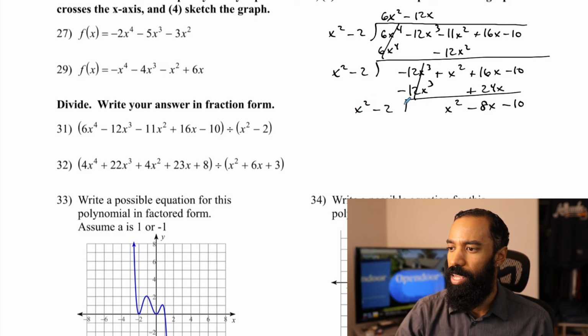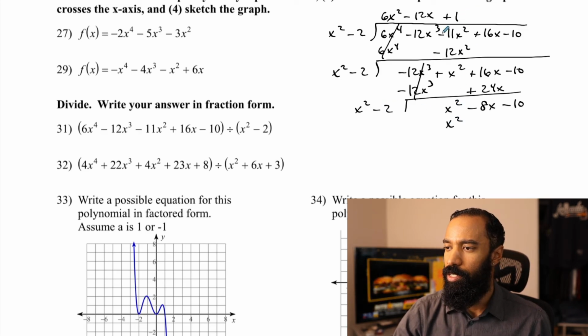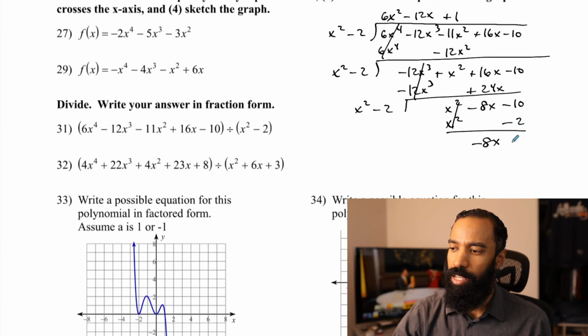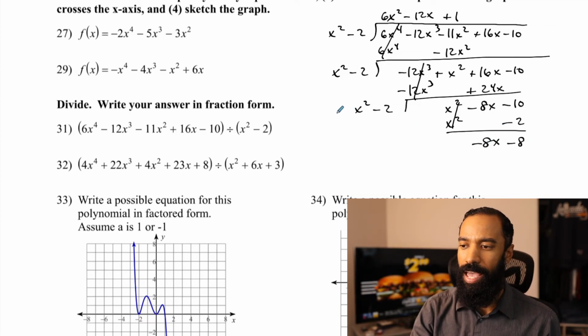X squared minus 2 again. X squared goes into x squared one time, and then that's x squared here. Negative 2 times 1 is negative 2. And subtract that, you get negative 8x, and negative 10 minus negative 2 is negative 8. So that's the remainder. X squared can't go into an x any number of times.